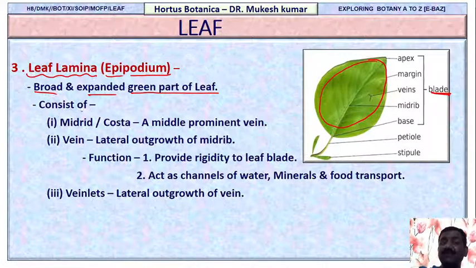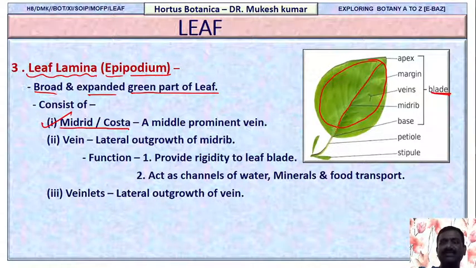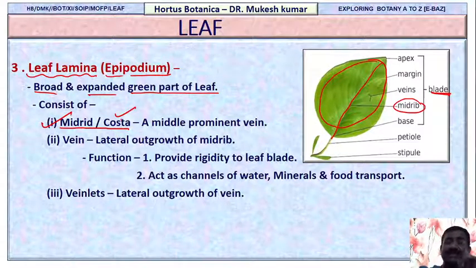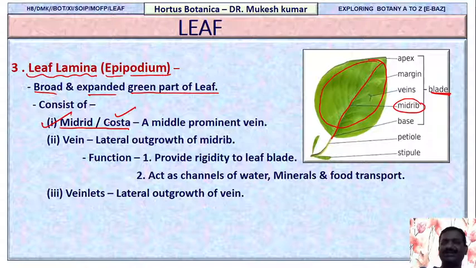So this consists of, yes, first the midrib or costa. See, this part is called midrib. Mid means in between. So this part is called midrib and also called costa. Sometimes a single midrib is there, unicostate. Sometimes more than one midrib is there. This is called multicostate.